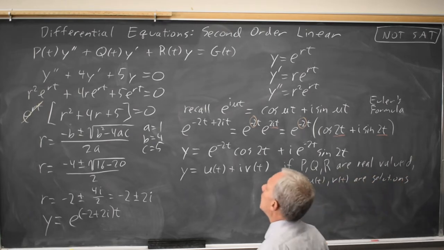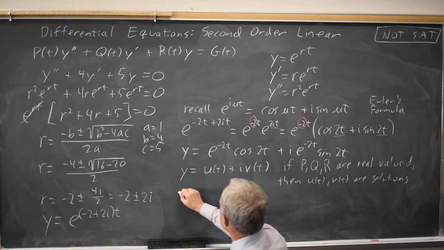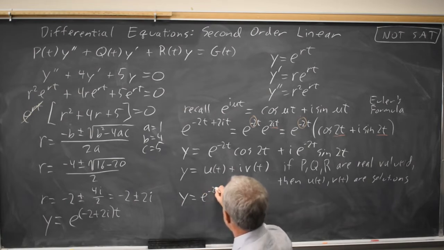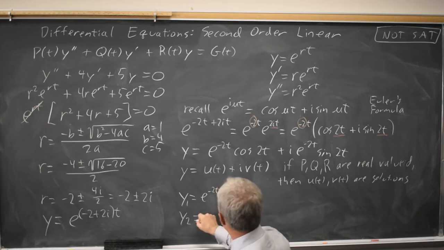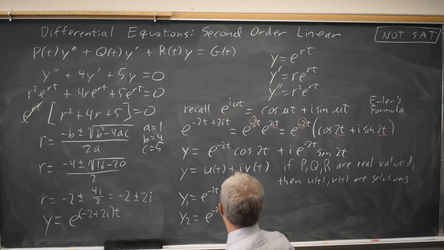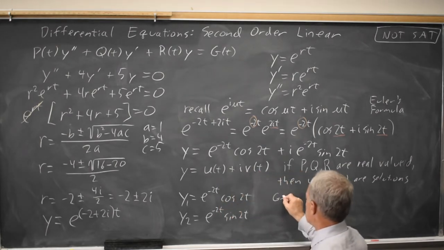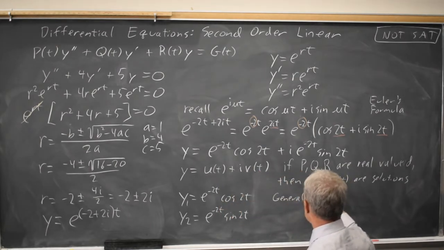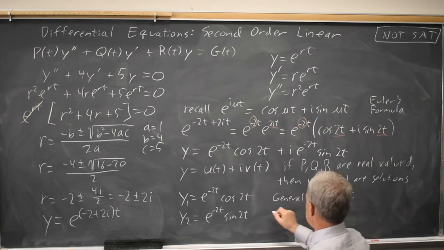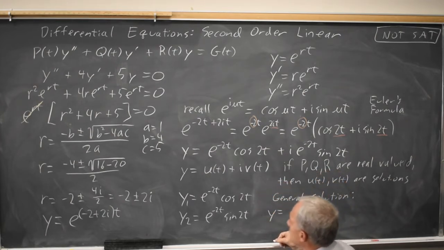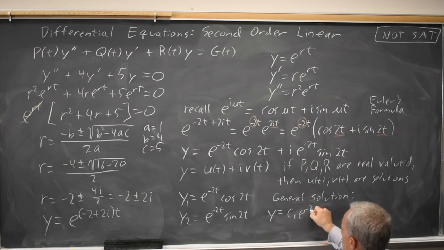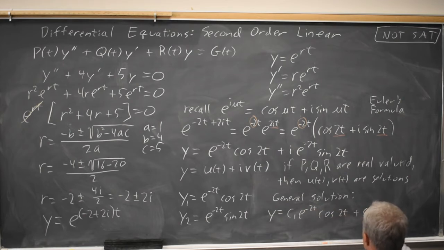So in this case, we have two linearly independent solutions, y equals e to the negative 2t cosine 2t, and let's call these y1, y2. y2 equals e to the negative 2t sine 2t. So our general solution is y equals c1 y1 plus c2 y2, which is c1 e to the negative 2t cosine 2t plus c2 e to the negative 2t sine 2t.